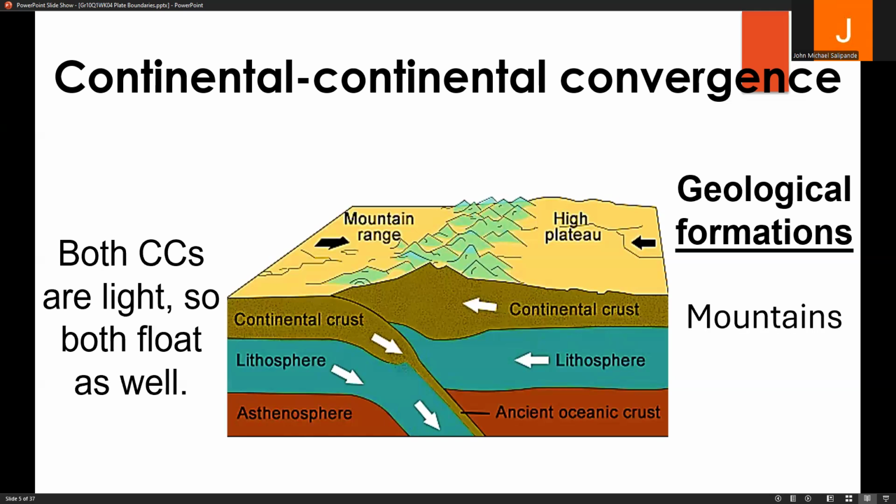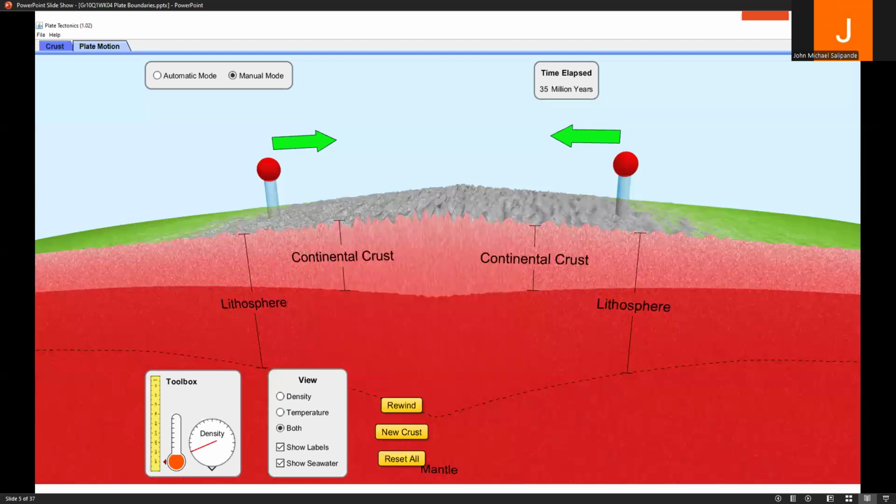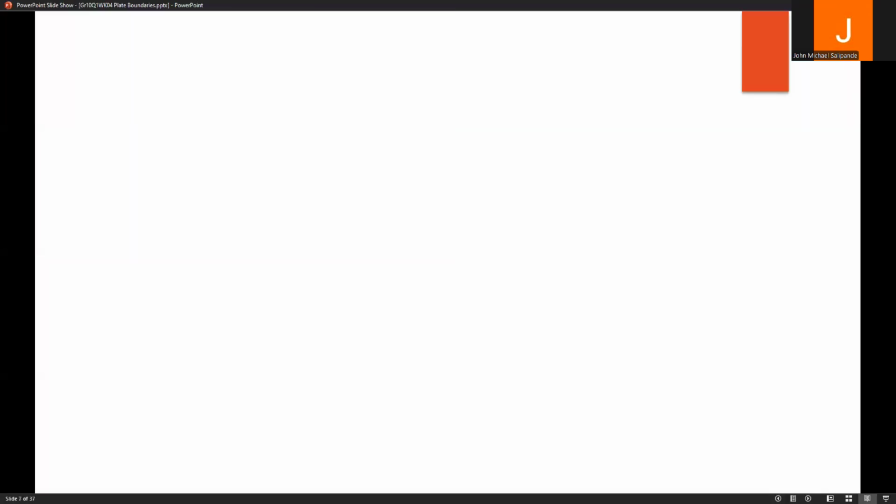So we have mountains, or the bundok. We have mountain ranges, the bulubundukin. And we also have hills, ang mga burol. Some famous local and international examples of the geological formations by continental-continental convergence are the following.